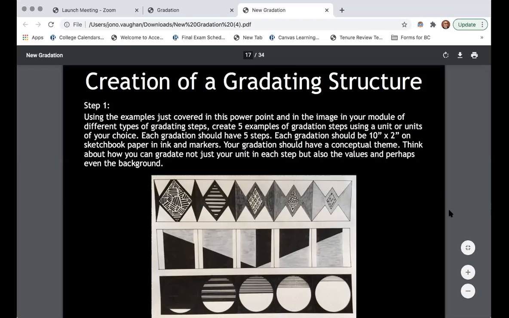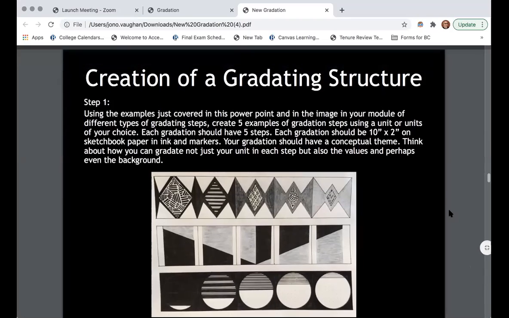Okay, so this is video 2 for the gradation structure. So once you've completed your simple gradation structure of circles, then you're going to start working on your more complex gradating structure. So I want you to use the examples covered in the PowerPoint here and the information in your module to create different types of gradating steps.